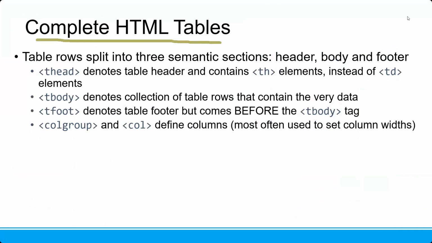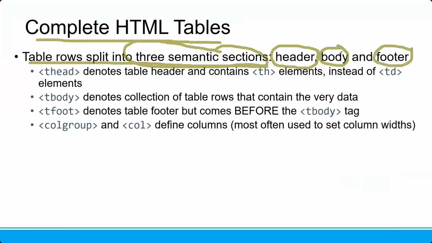The complete HTML table means table rows split into 3 semantic sections. The first is header, and then we have footer, and we have body. So this is 3, 1, 2, and 3.